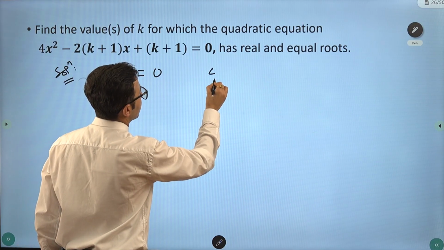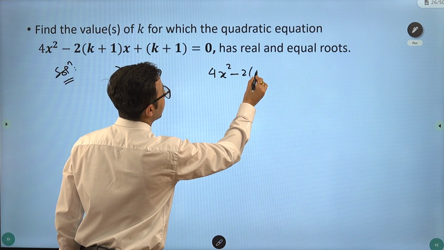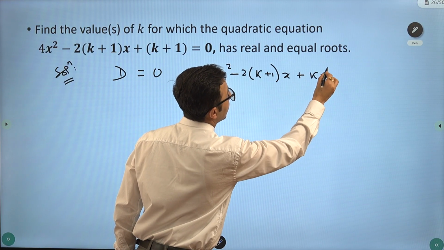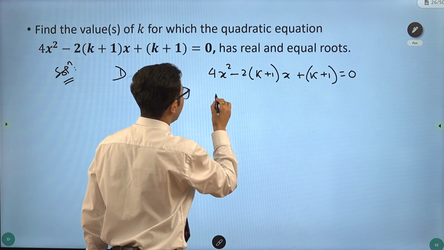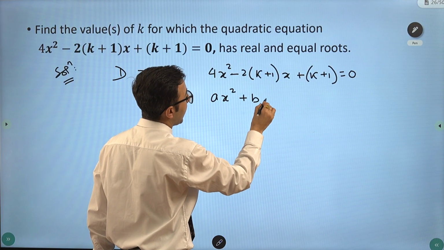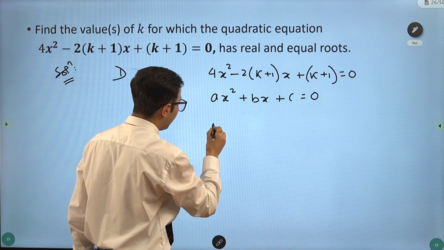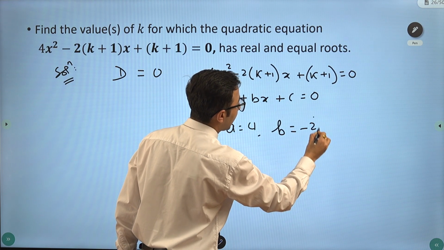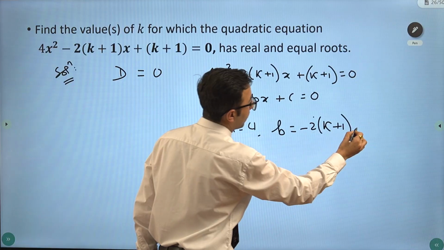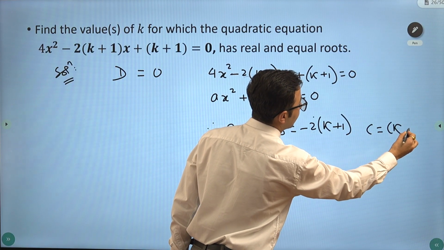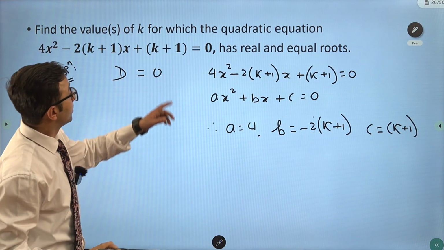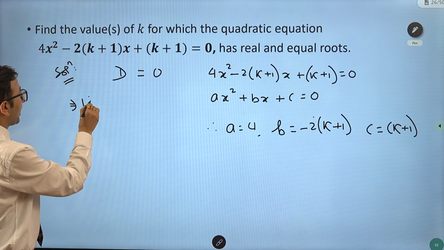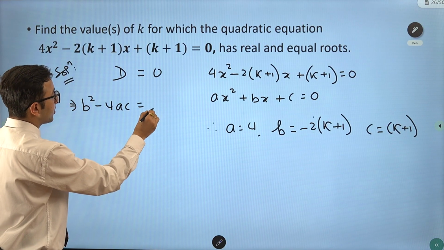Compare this equation first: 4x square minus 2 times k plus 1 x plus k plus 1 is equals to 0 with ax square plus bx plus c is equals to 0. We will be getting the value of a is 4, value of b is minus 2 times k plus 1, and value of c is k plus 1. So this equation has real and equal roots, so discriminant should be 0. So it implies b square minus 4ac is equals to 0.